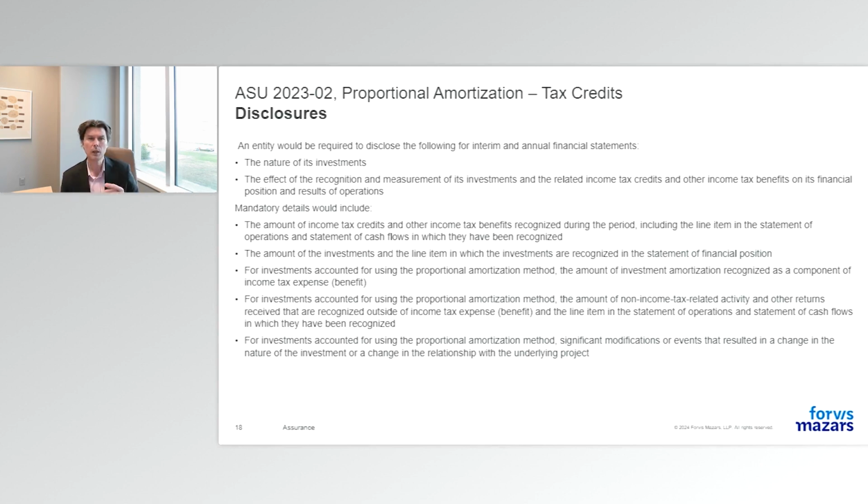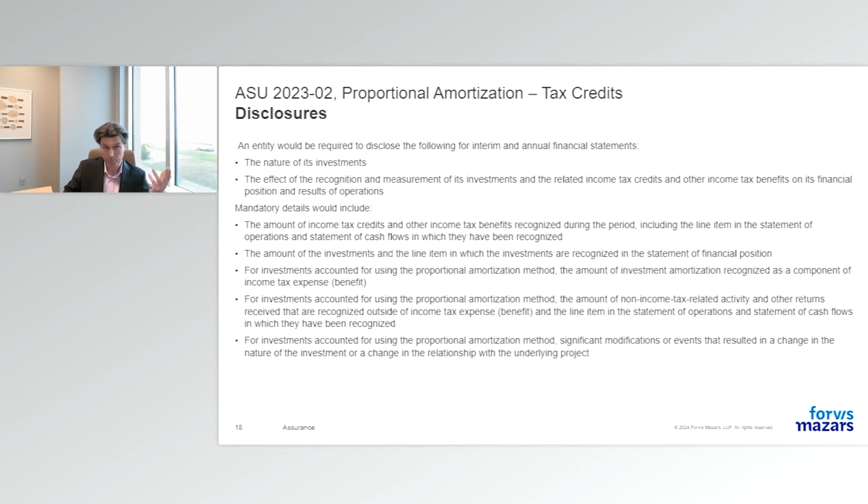First is the nature of the tax equity investments. And then the second is the effect of its tax equity investments and related tax credits on its financial statement position and results of operation. So you can see some additional details that have to be addressed here on the slide. And then again, if you want to learn more, you can look in the ASU and find some example disclosures that an entity could provide to help meet these objectives.